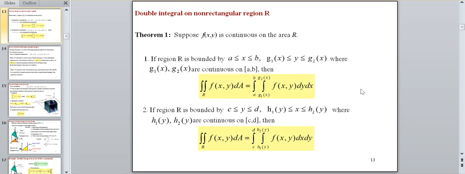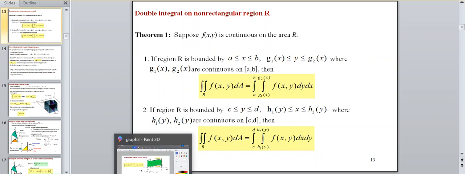Okay guys, next we are going to talk about double integrals on non-rectangular, bounded regions. Suppose that we have a function f of x y which is continuous on a bounded region R. So listen very carefully. Depending on how the region R is described or bounded, we consider three cases separately. Let's start with the first case.